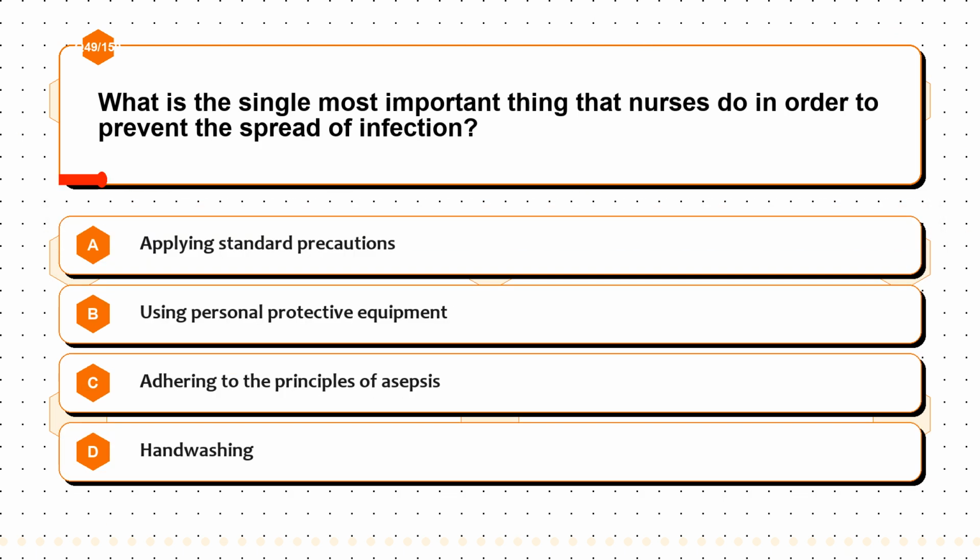Question 49. What is the single most important thing that nurses do in order to prevent the spread of infection? Here are the options. Option A. Applying standard precautions. Option B. Using personal protective equipment. Option C. Adhering to the principles of asepsis. Option D. Hand washing.